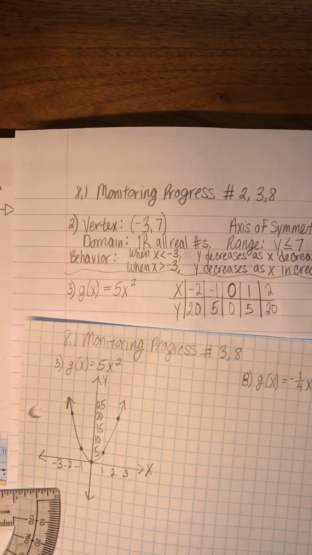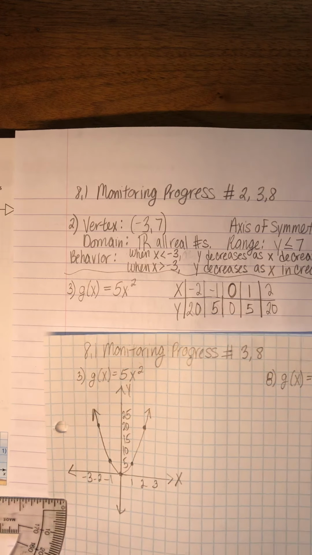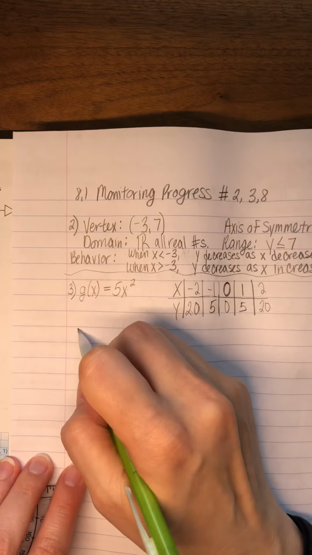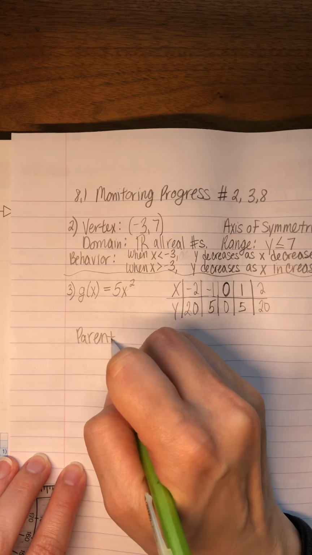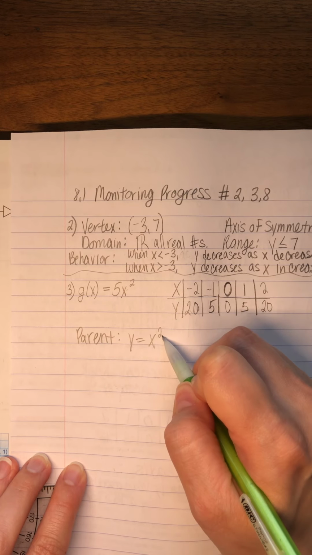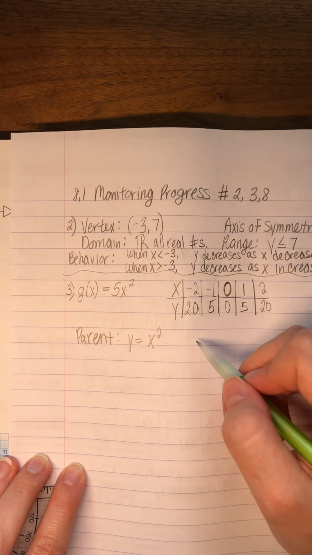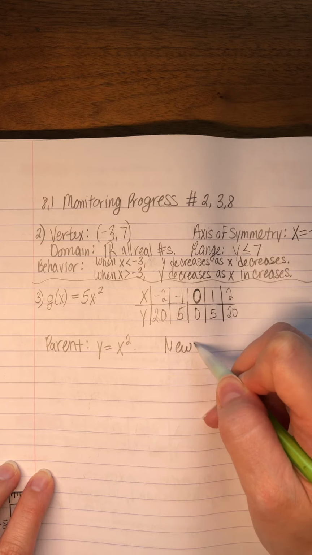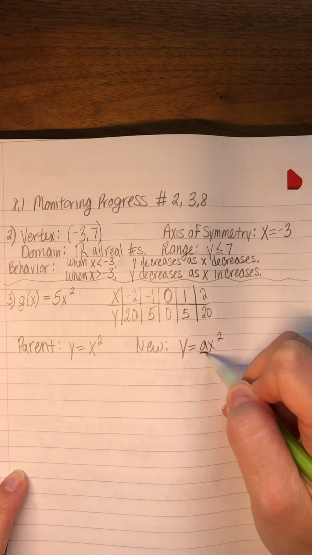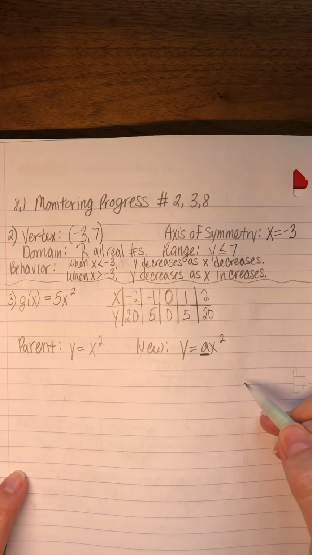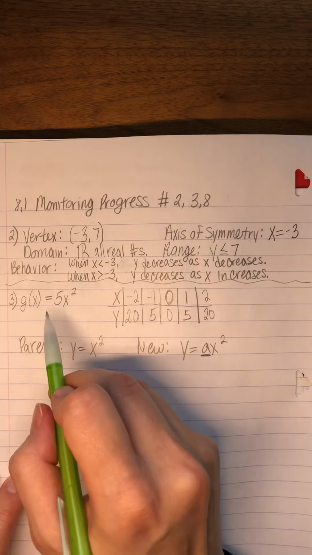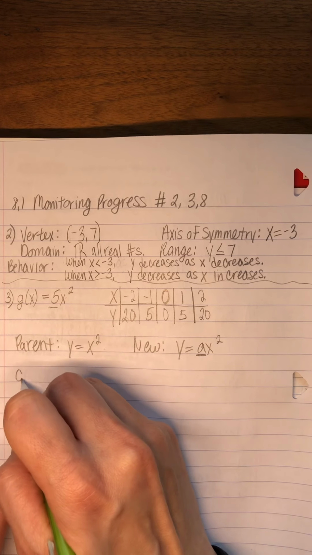Okay, our last step in the directions is we want to compare the graph to the graph of the parent function. Remember that the parent function is just y equals x squared. But what we're looking at now, the new function, is y equals ax squared. So we want to look at this a value, and that's going to tell us what's going to change about the graph. In this problem, our a is 5.